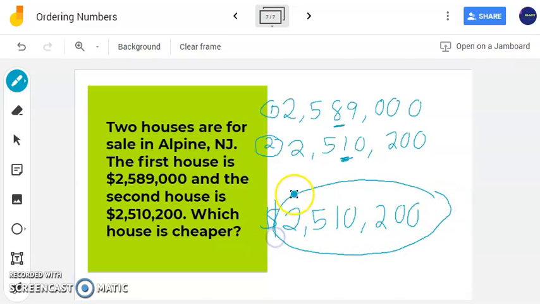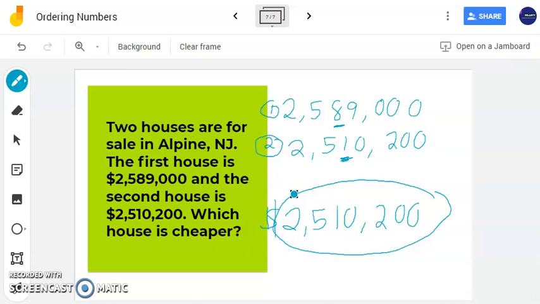Now, if you were looking for houses in Alpine, New Jersey, you might need to compare and contrast these numbers. If you looked at houses, you want to determine which one is the cheaper value, which is the cheaper house. Believe it or not, in this situation, that's what we did. We compared these numbers, and it's important that you have an understanding on what to do when you're comparing numbers in case you're ever in a situation where this is needed to be done.